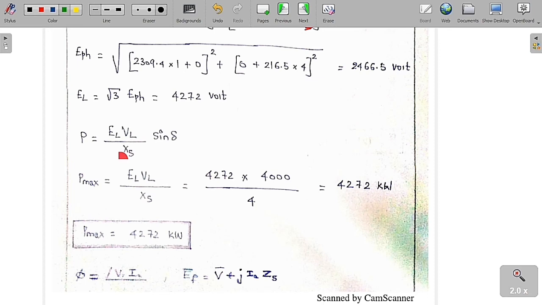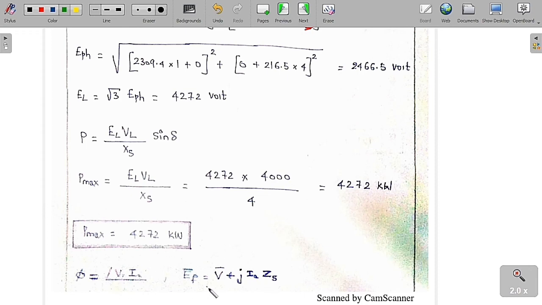This gives the value of the maximum power. So maximum power is equal to EL VL by XS. The EL value we know, which is 4272, into VL value, which in the question they have given as 4000, by XS equal to 4. If you solve this one, we are going to get 4272 kilowatt. So this is the maximum power which can be delivered by this synchronous generator.